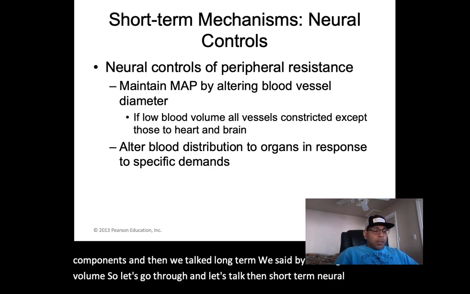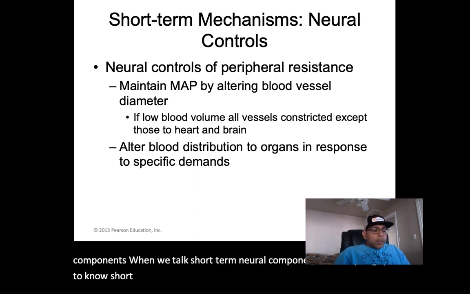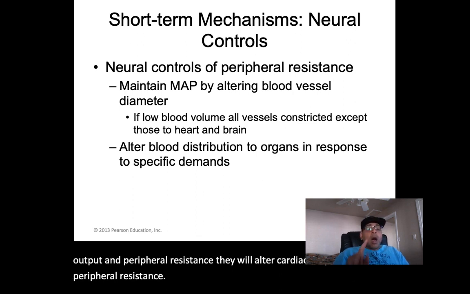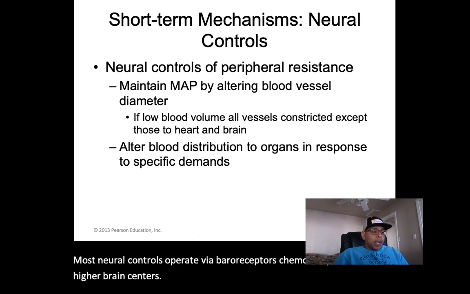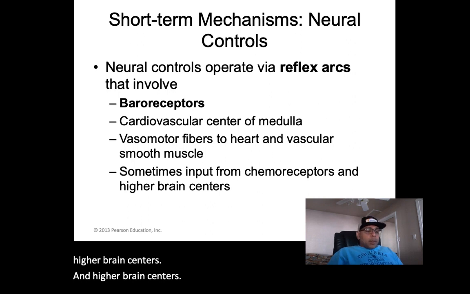When we talk short-term neural components, I want you guys to know short-term neural components are going to alter both cardiac output and peripheral resistance. Most neural controls operate via baroreceptors, chemoreceptors, and higher brain centers.